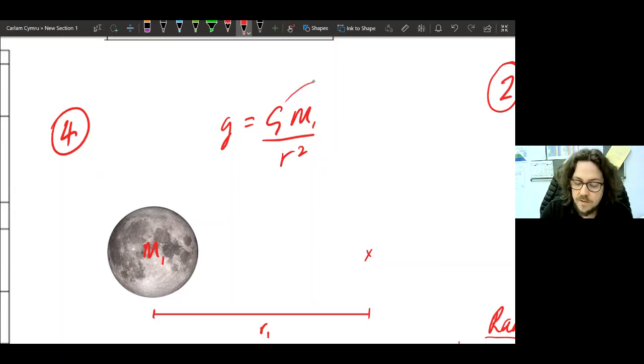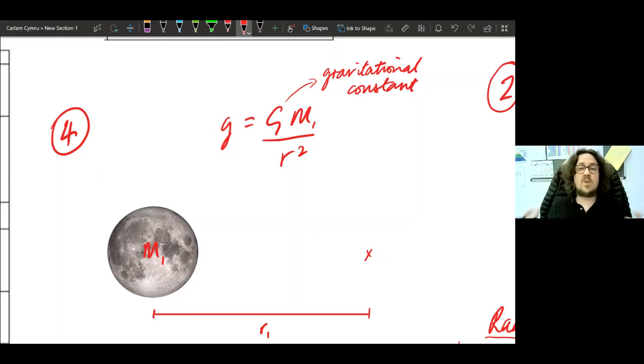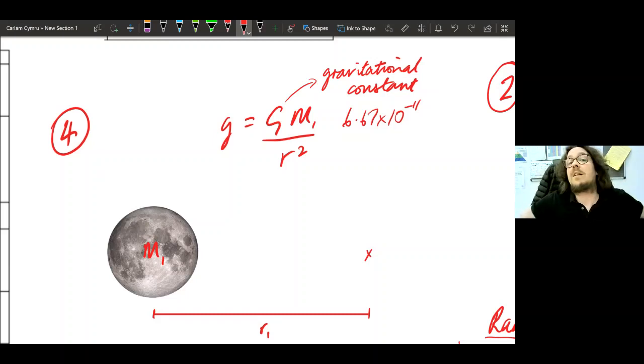What is this G? Well, this is the gravitational constant. That's the constant of proportionality that in some way tells us how strong gravity is. This is a very low value, 6.67 times 10 to the minus 11. What that effectively means is that gravity is a very weak force. This is a fundamental constant of nature. It gives us a feeling of how strong gravity is, and that number is very, very low.